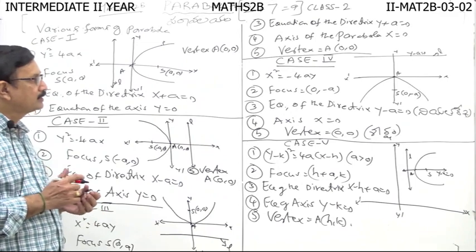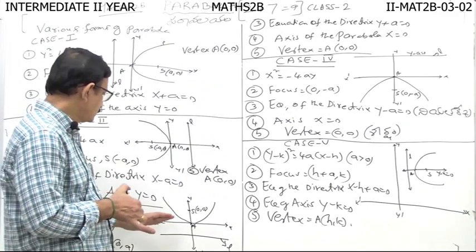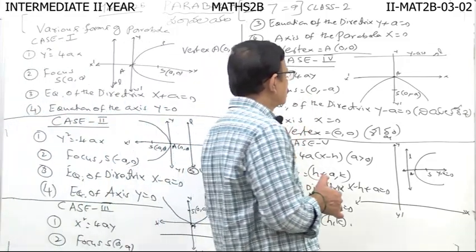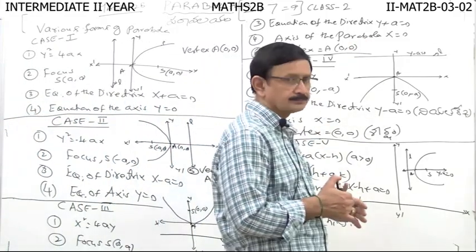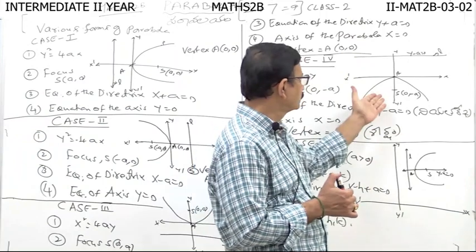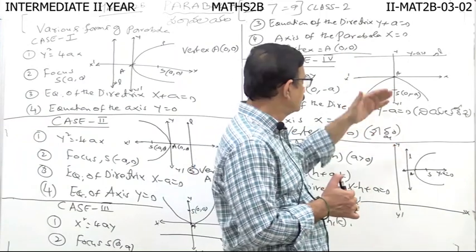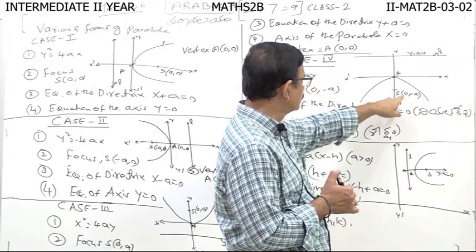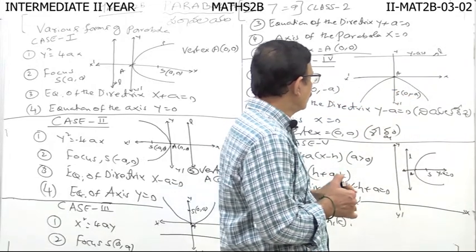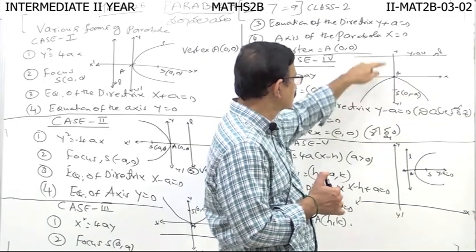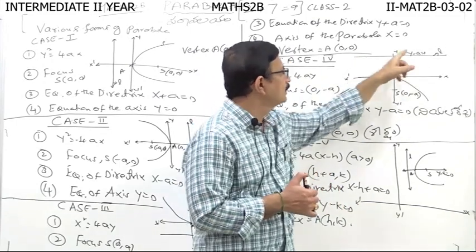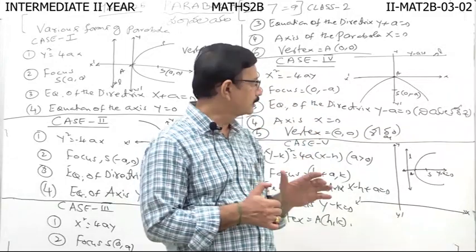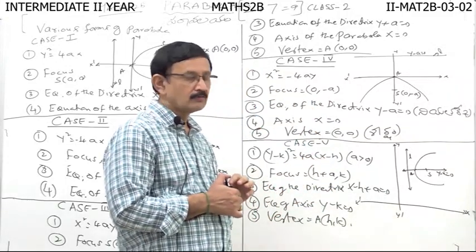Next one is case 4. This is quite opposite to case 3. In the third case the parabola is above the x-axis; in the fourth case it is below. The focus will lie like this, S is (0, minus a). This is the x-axis and this is the y-axis. You have to recognize where the directrix, the focus and the vertex are in this figure. That is important.